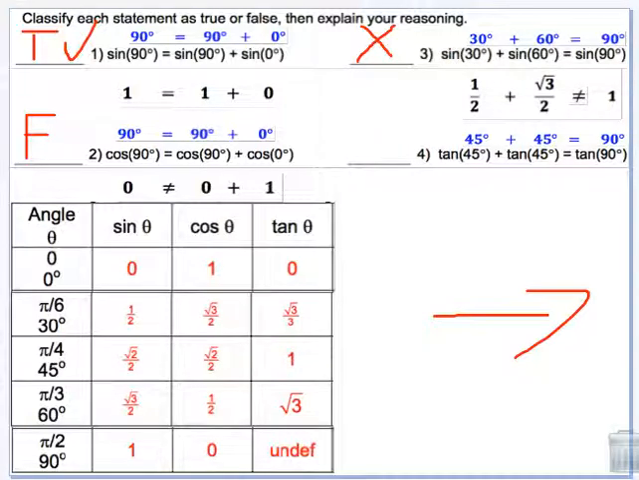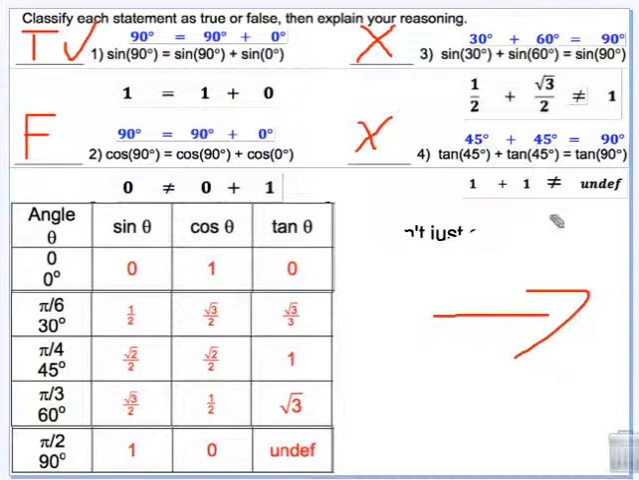So let's go ahead and write that down. Tangent of 45 is 1 plus 1. Well, that should equal 2. But if you go down the tangent column to 90 degrees, notice it's undefined. Okay? So 2 does not equal undefined. So in this case, again, it is false. It does not work. Okay?